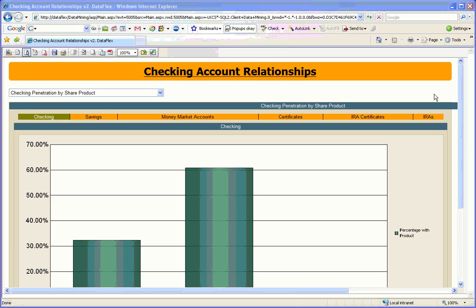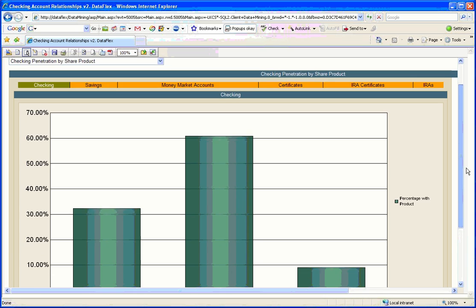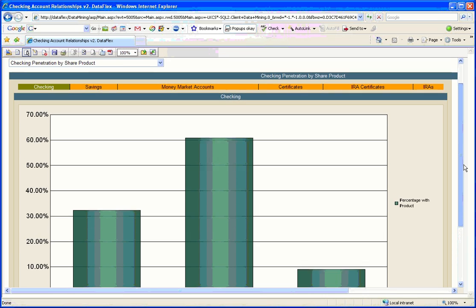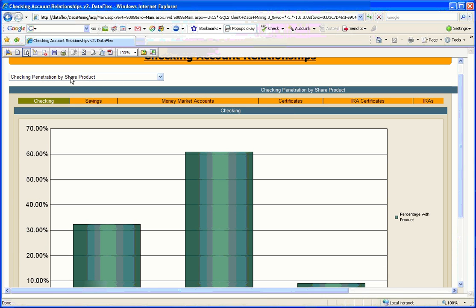In this case, I want to show you some of the power behind the dashboards. And in particular, we're looking at a checking account relationships dashboard. This dashboard is providing all sorts of information only on your members that have checking accounts, but it enables us to look and see what other types of accounts these same members have, and even the penetration of those accounts across your entire membership. In this case, we're looking at checking penetration by other share products.